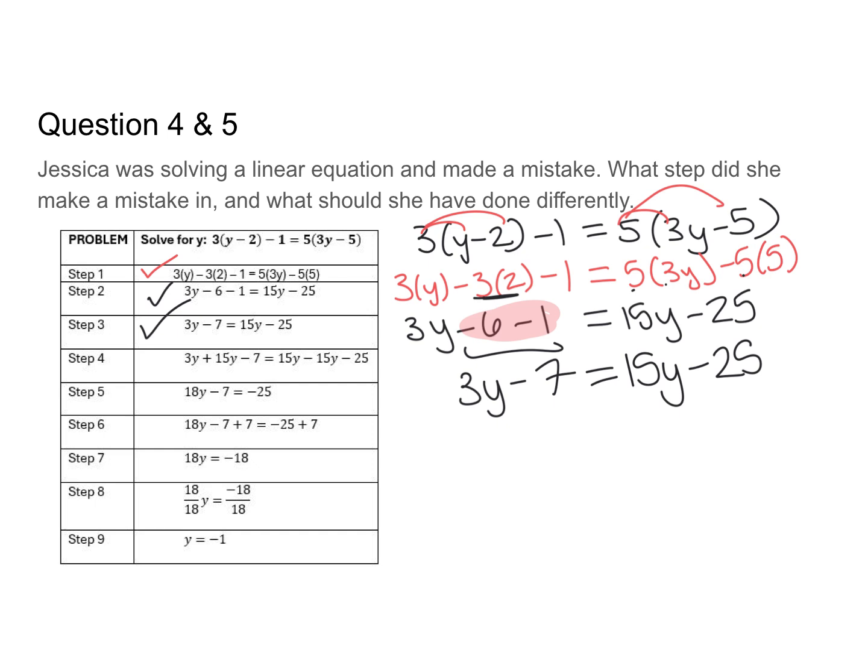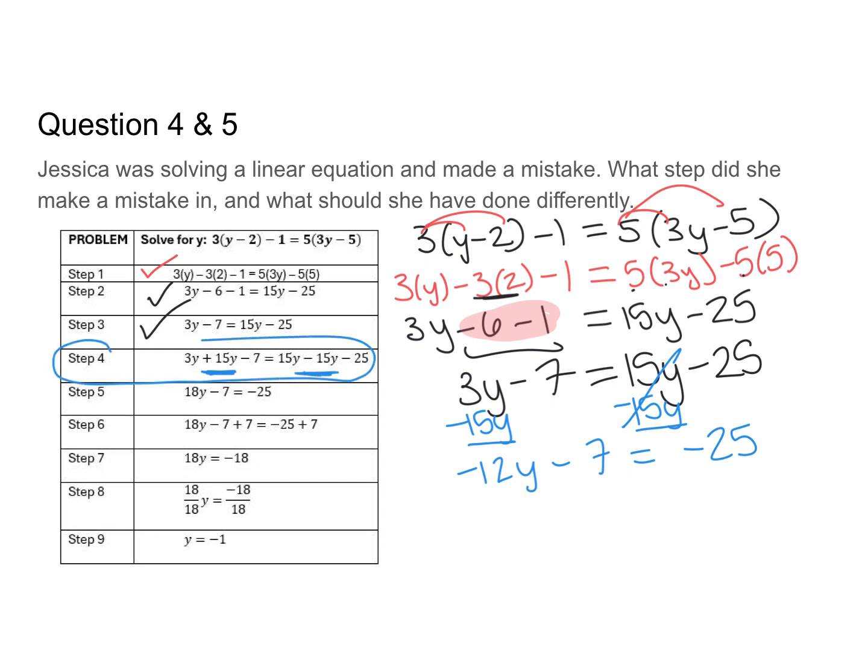And then from here, I would subtract 15y from both sides. That would be my next step. And that would cancel. This would become negative 12y minus 7 equals negative 25. And I can see that that didn't happen. Jessica subtracted the 15y from itself, but she accidentally added it over here. So that would be the place where it went wrong. And from there, of course, everything else would have been wrong.